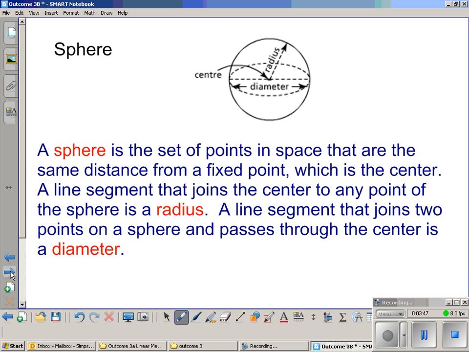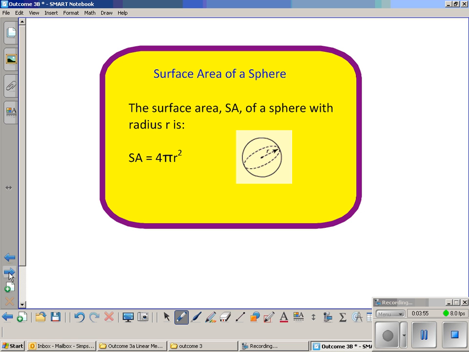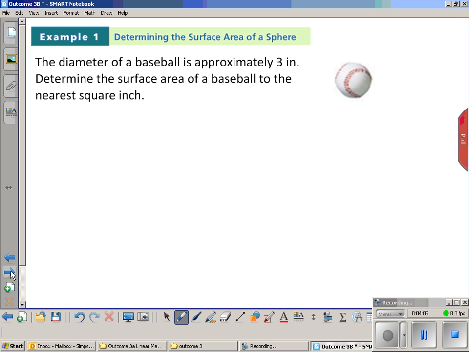A sphere, think of it as a basketball, and this just gives you the definition of it. The surface area of the sphere is calculated as being 4 times pi times the radius squared. The diameter of a baseball is approximately 3 inches. So from here to here is 3 inches. This means that our radius is 1.5 inches.